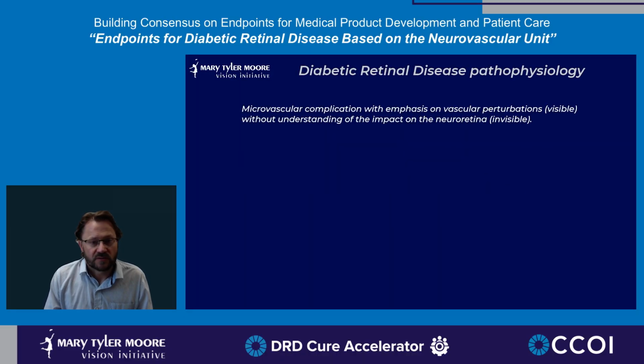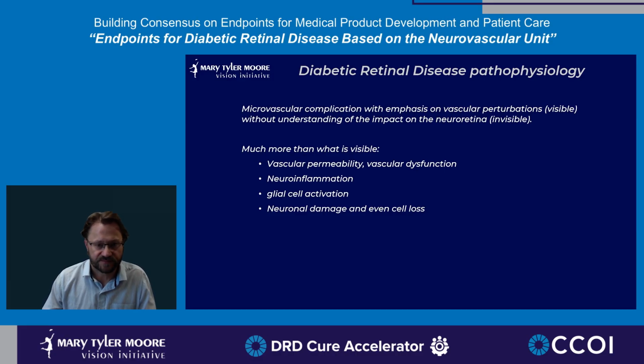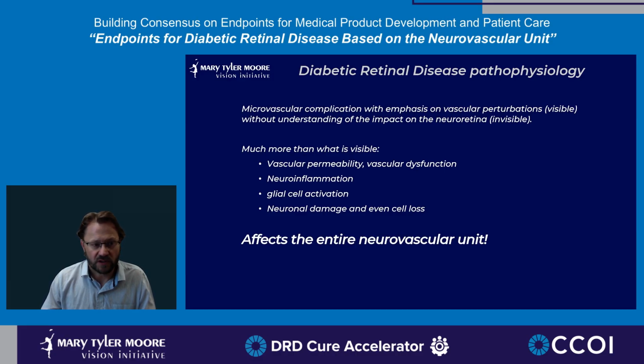As you know, diabetic retinopathy has been described as a microvascular complication with emphasis on vascular perturbation, which is visible, without understanding very clearly the impact on the neuroretina, the invisible part. However, there is much more than what is visible that we need to better know. In addition to the vascular permeability and vascular dysfunction, there is clear evidence now of neuroinflammation associated with glial cell activation, as well as neuronal damage and even cell loss. All in all, it affects the entire neurovascular unit.